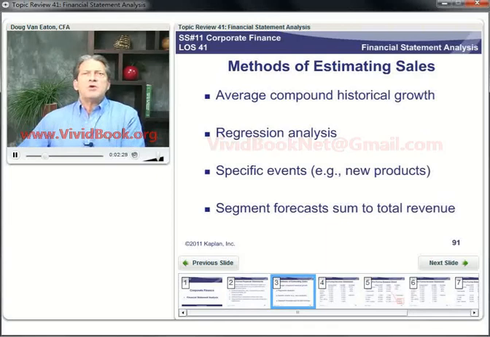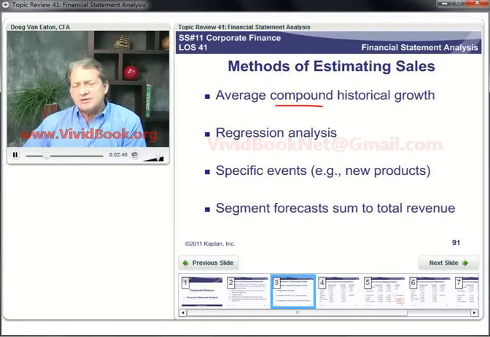So how might we estimate sales? Well, we might look at the last 5 or 8 or 10 years and look at how fast sales have been growing as a compound rate. That's one way. And just say, well, over that 10-year period sales grew about 6% a year. Let's figure they'll be up about 6% next year.